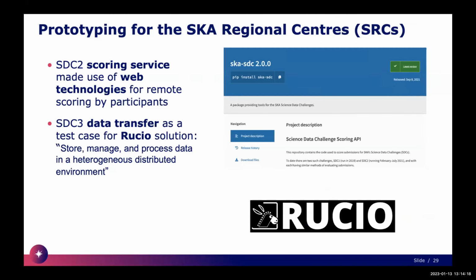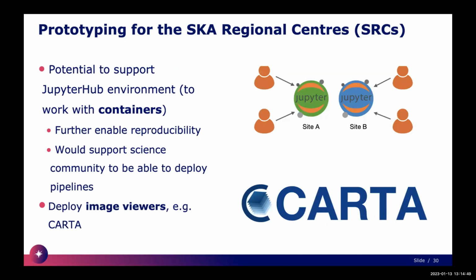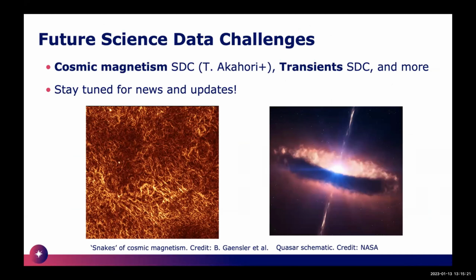The second Science Data Challenge made use of web technologies, which allowed participants to score their challenges remotely and get immediate feedback on how well they were doing. For the third Science Data Challenge, some of the regional centre developing teams are looking at, for example, Rucio, which is, as I understand it, a kind of data lake solution for storing data. The challenges will also potentially allow us to test the use of JupyterHub for using and deploying containers at remote centres, and also allow us to test things like CARTA, which, if you're familiar with it, is an image viewer which is very useful for looking at both continuum and spectral line images.